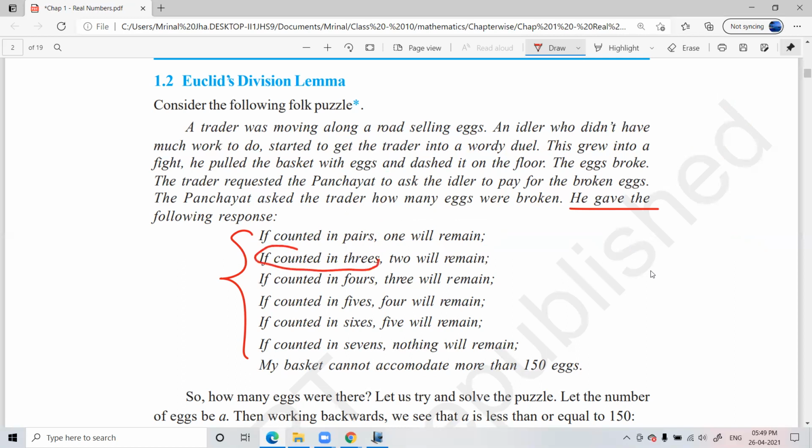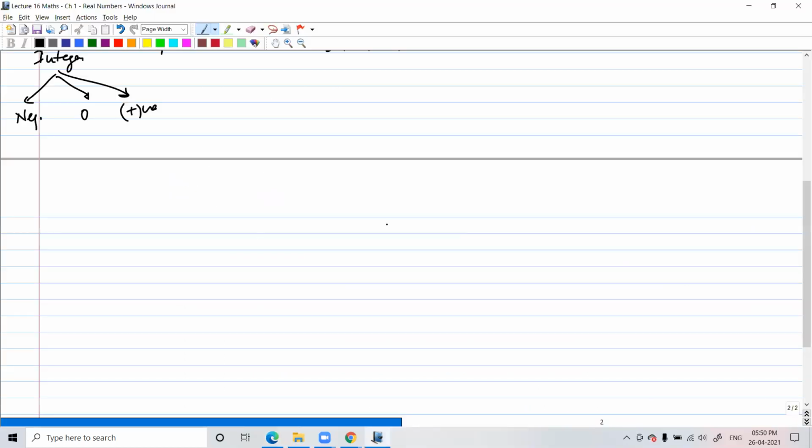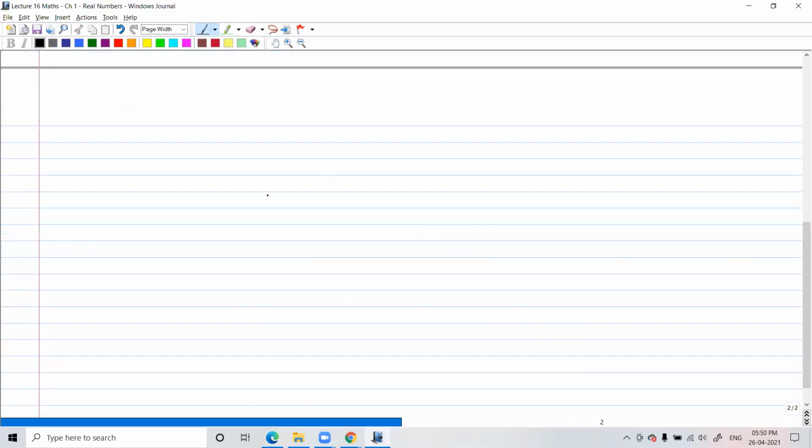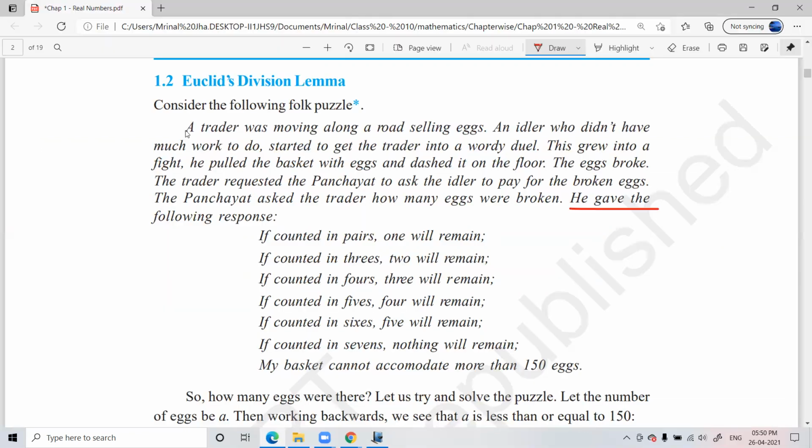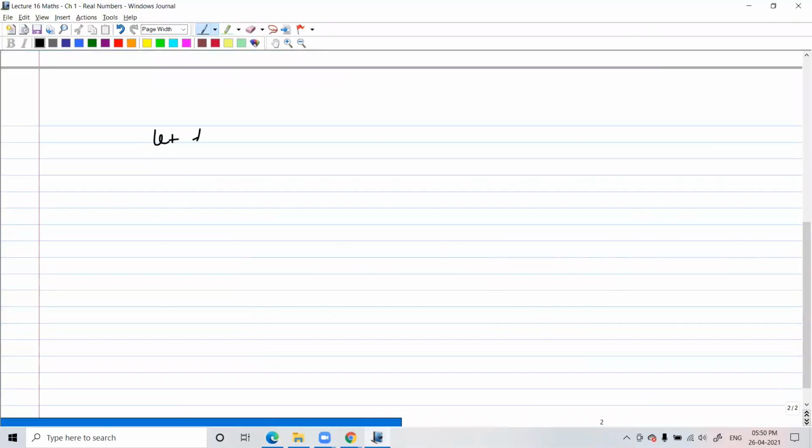In the same way, if counted in threes, 2 will remain. Counted in fours, 3 will remain. Meaning divide by 3, the remainder will be 2. Divide by 4, the remainder will be 3, and so on. So before we do anything, let's try to write this down mathematically. If you divide some number by 2, let the total number of eggs be x. Okay, let's say he had some x eggs.